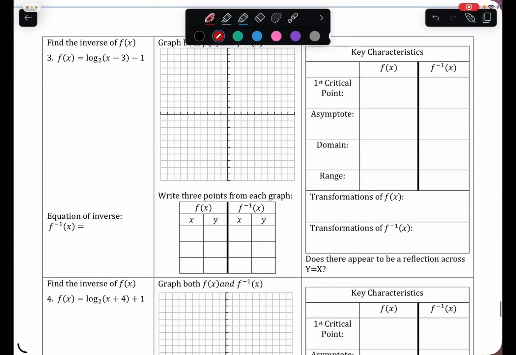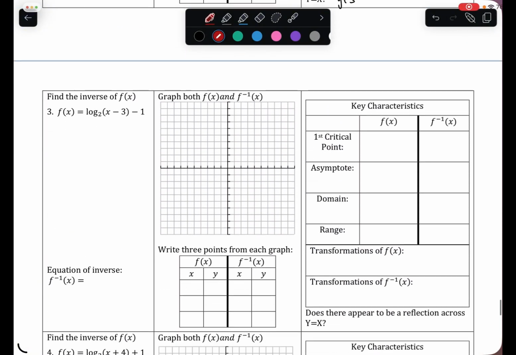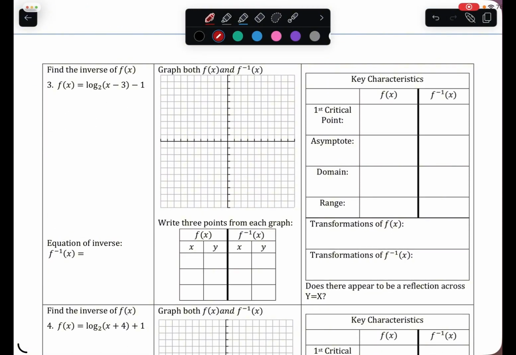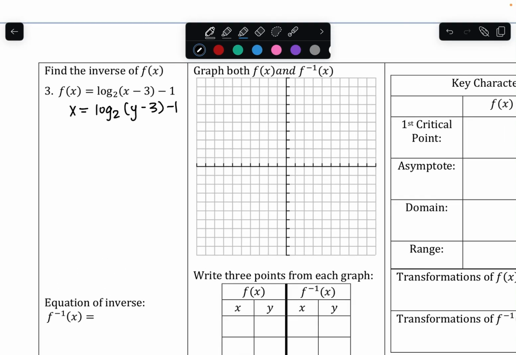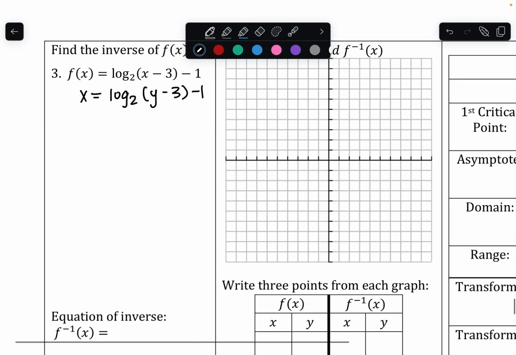In these next examples, instead of starting with exponential, we are going to start with log and end with exponential. Okay, for number 3, we're starting with a log function. First step, let's switch our x and y. And then we have to resolve for y. So to solve a logarithmic equation, we need to isolate the log.